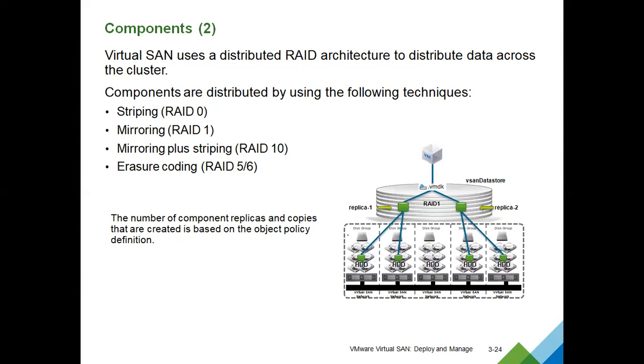5 disk groups you can create, and each disk group can have up to 1 cache and 7 capacity disks. So if one host has 5 disk groups, it means per host you are utilizing 35 capacity drives. It could be 1 TB each, then approximately 35 TB storage you are achieving from a single host. So it's a good amount, I believe.